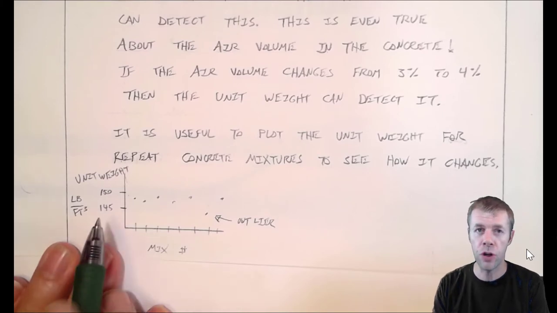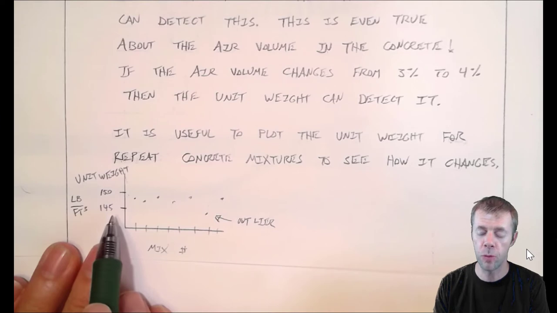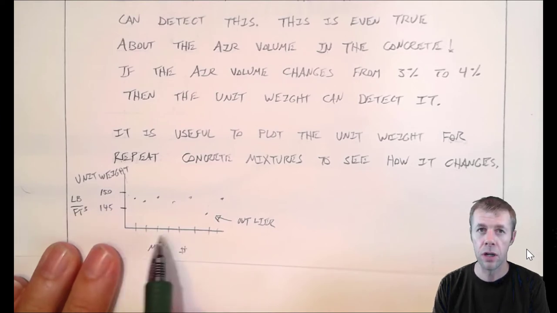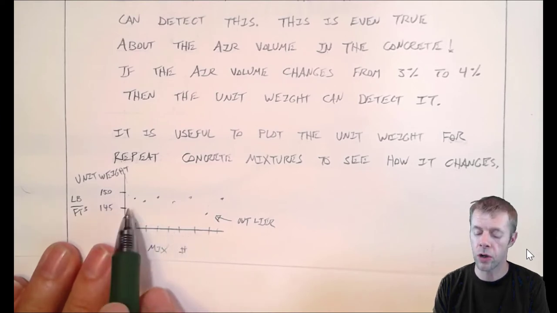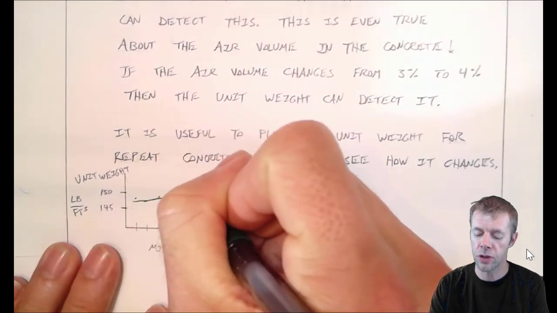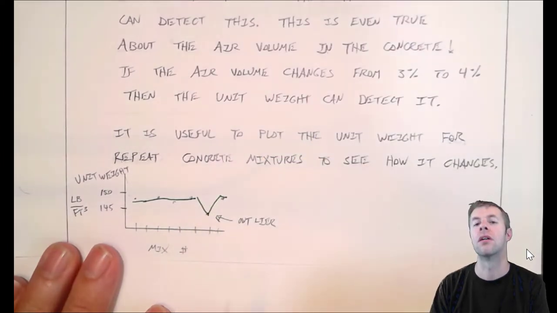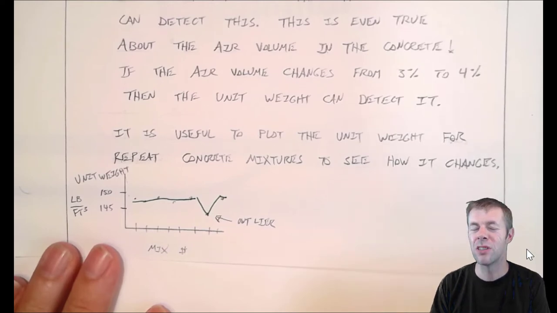So for example, I've got the unit weight shown here. I've got 150 to 145 pounds per cubic foot. And I've got mix number, this might be mix numbers going along here, and they're pretty consistent. And all of a sudden, one jumps way down and then it's back up. So there's an outlier. Something happened with that mix. This unit weight, again, lets you know that something's not quite right.